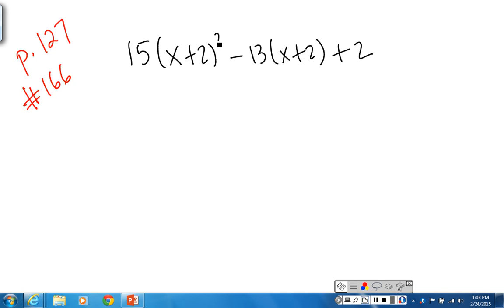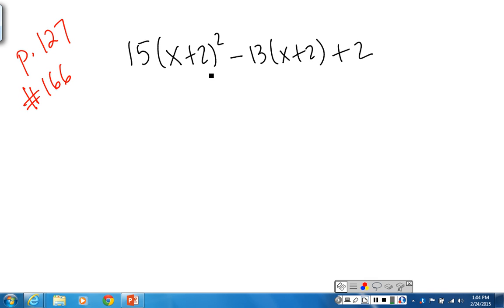By the way, you have to FOIL that out. There's no shortcut method of doing this. You have to write it out twice and FOIL. But I'm going to use a method called a substitution method, because it looks like a trinomial if you look at it. It's something squared minus that same thing plus a constant. So it looks like a trinomial if you kind of compare trinomials to this.